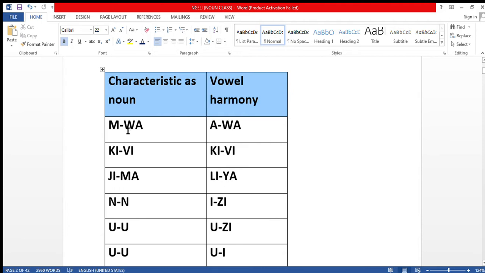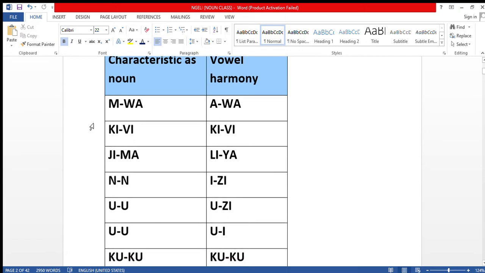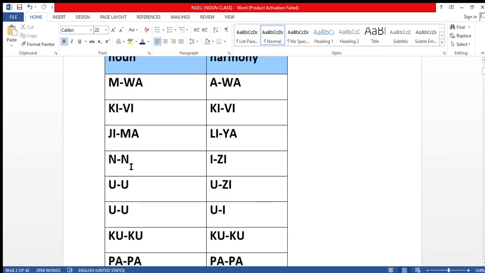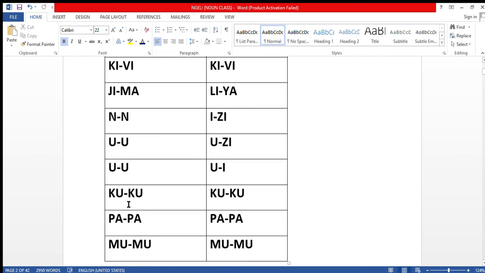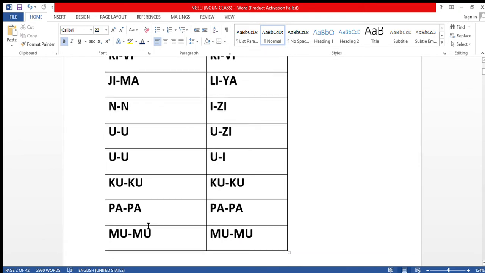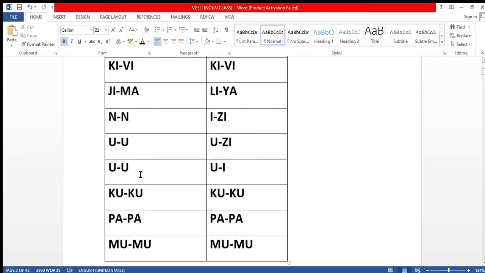But not all the nouns will take this form actually. Some of the nouns in this class will take another form, but we will discuss that. So briefly we can say M-WA. Okay, I'm going fast, let me just slow down here. M-WA, KI-VI, JI-MA, N, U, KU, PA, MU. Those are 9, and with their plural forms, they will be 18.